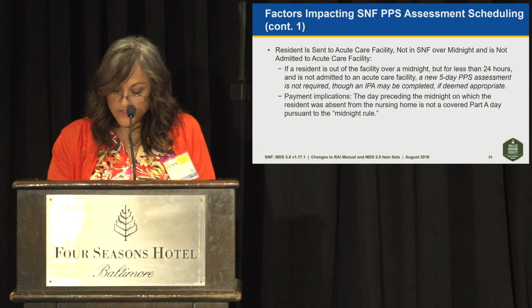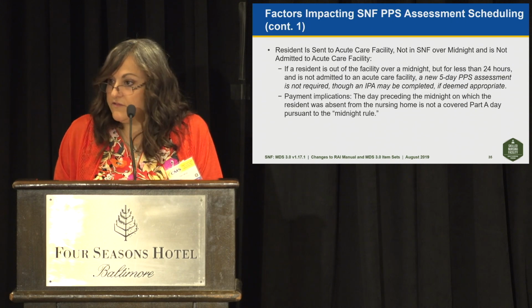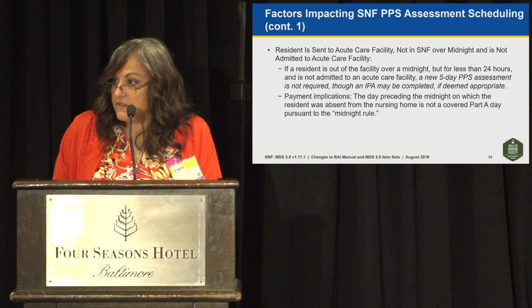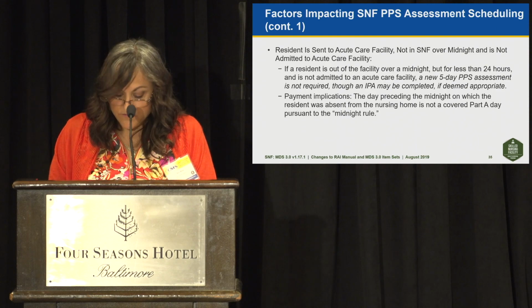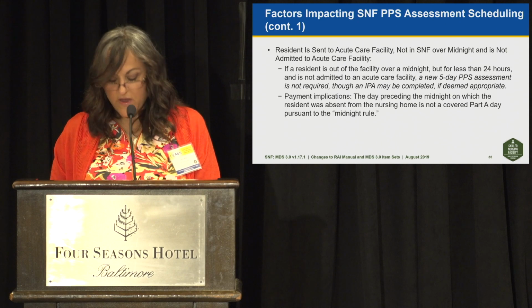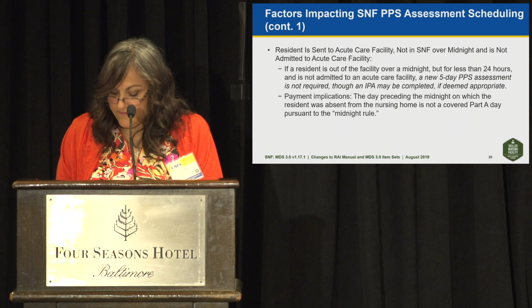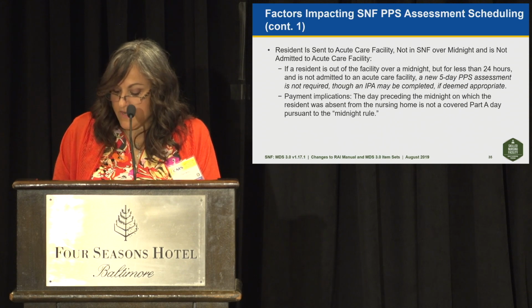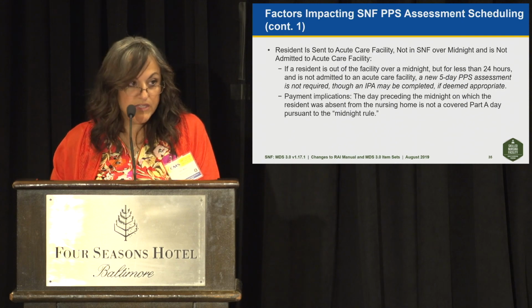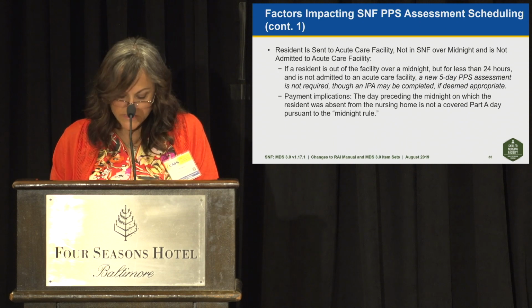Next is the situation where a resident is sent to an acute care facility, not admitted, and is not in the SNF over midnight. The current policy is that if the resident was in an acute care facility for less than 24 hours, no new 5-day is required. The addition here is that an IPA may be completed if the provider deems it appropriate. The payment implications, again, in this situation remain the same. That is, the day preceding the midnight on which the resident was absent from the nursing home is not a covered Part A day. In addition, that day would also be skipped for the purposes of the PDPM variable per diem adjustment.